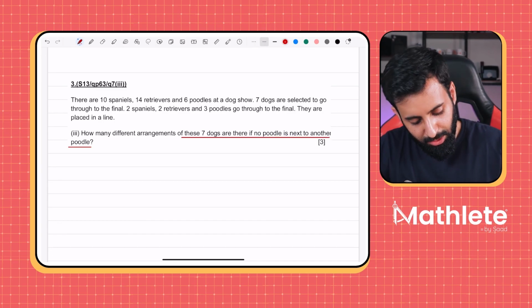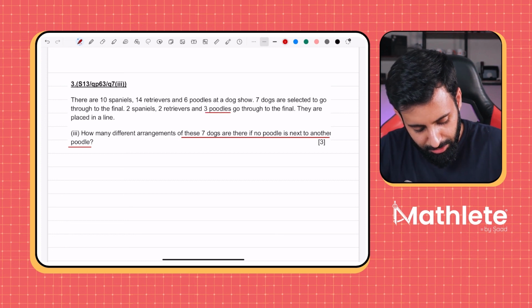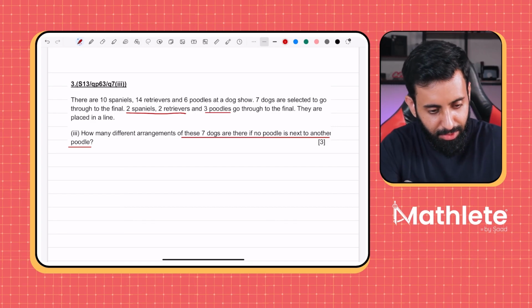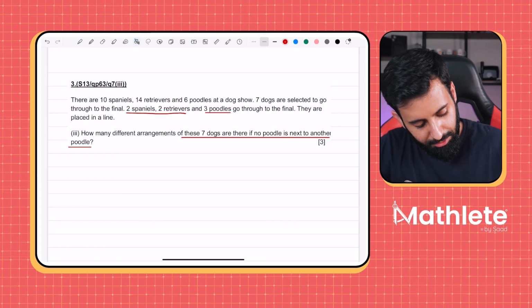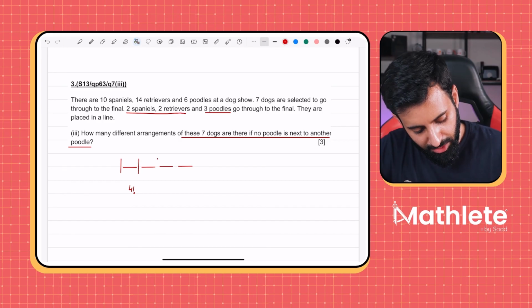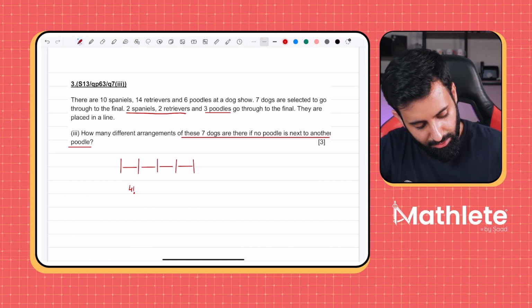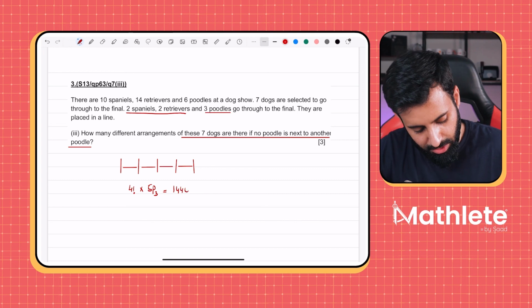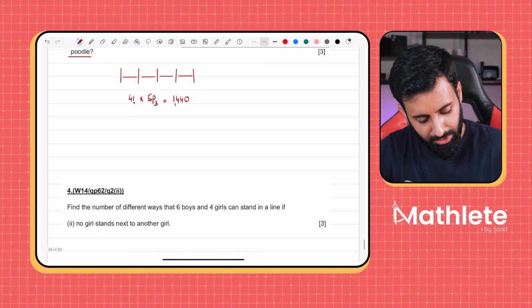Okay, so it's the poodles that have a problem, right? So these 4, that is 2 spaniels and 2 retrievers, don't have a problem. So we first place them. We first arrange them 1, 2, 3, 4, and they can be arranged 4 factorial number of ways. Now, where can we have a poodle? We can have a poodle here, here, here, here, or here. So altogether, we have room for 5, and we only have to arrange 3 of them. So 4 factorial multiplied by 5P3, which is 1440. And there you go. That's the answer.